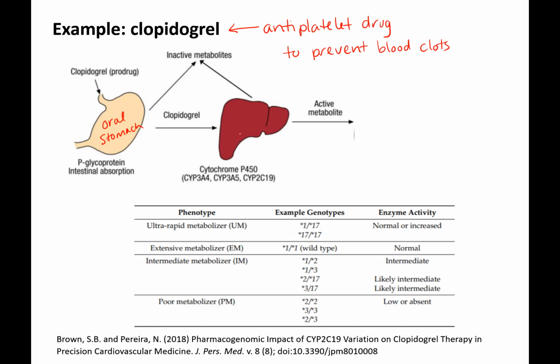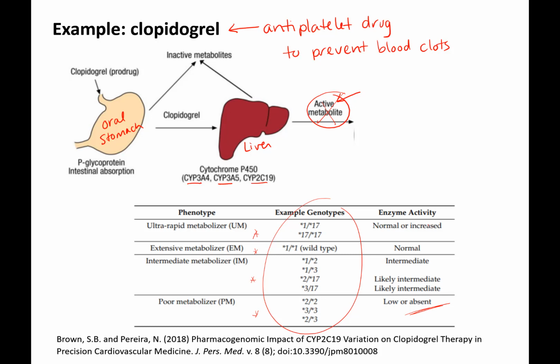And then it actually has to go through the liver to become active. So certain CYP genes are important for activating, so for making the clopidogrel work correctly. And so they're showing you an example of genotyping people, so knowing which alleles you have to know what type of metabolizer you are. So in this case, if you're a poor metabolizer, you're never going to get that active drug.